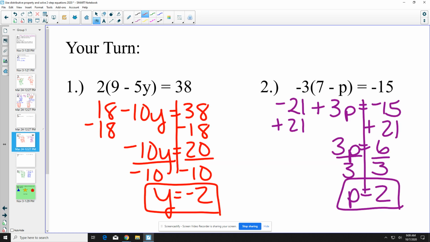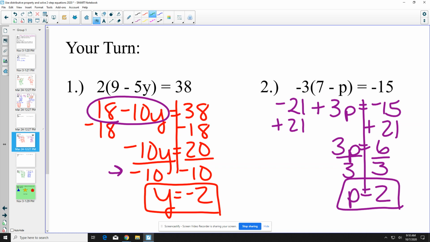All right, let's see how you did. So on number 1, when you use the distributive property, did you get an 18 minus 10y? Then was your first step to subtract 18? And was your last step here to divide by a -10? 20 divided by -10, you should have the answer y equals -2.